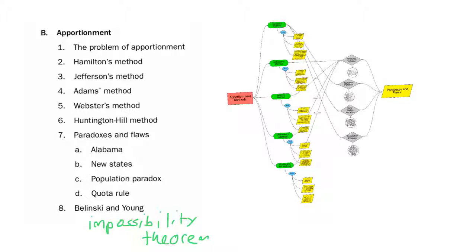In the same way that it's impossible to have a perfectly fair voting method by which to determine elections, it is impossible to have a perfectly fair apportionment method if you wanted to define fairness as a method that would not violate any of this stuff. So literally, every method in the known universe and every method that we could possibly come up with will violate either the quota rule or it will produce a paradox. That's just the way it is.